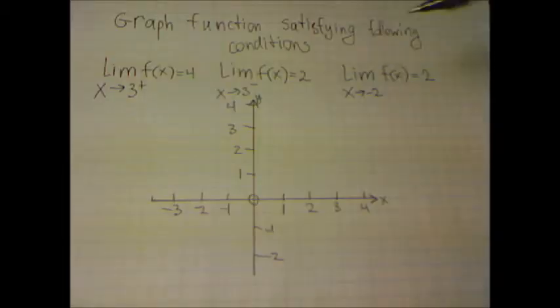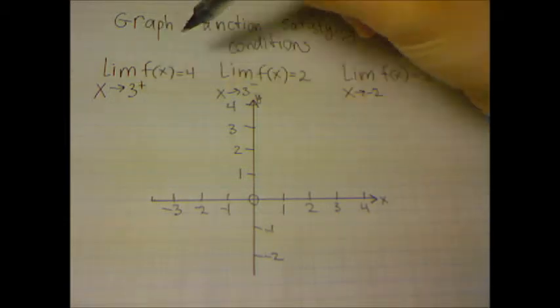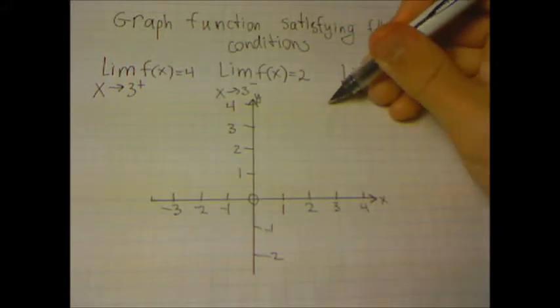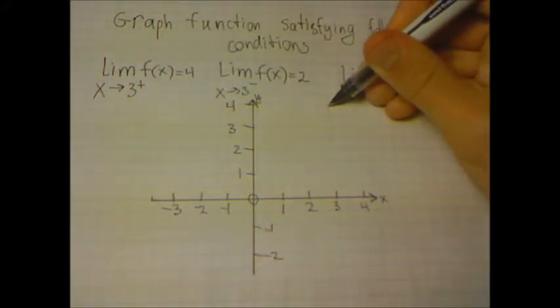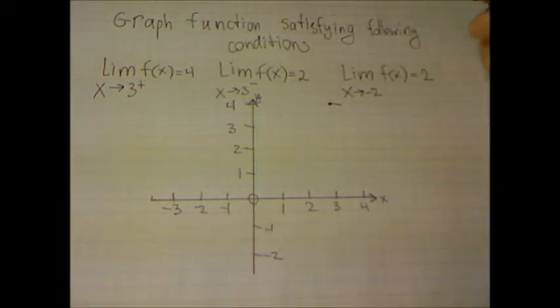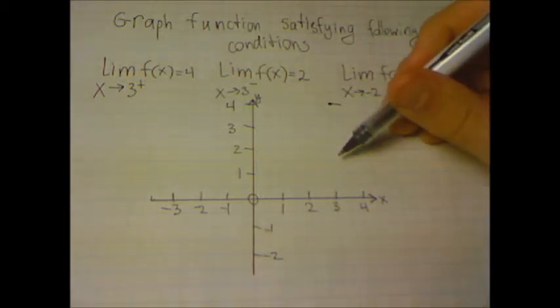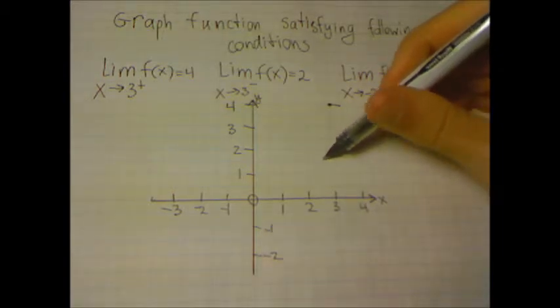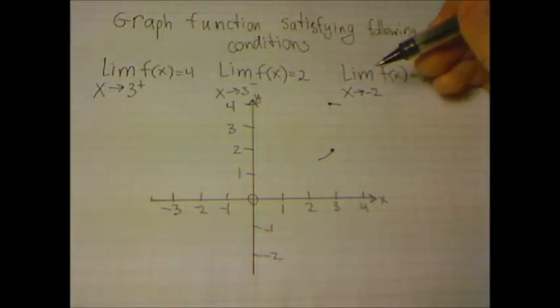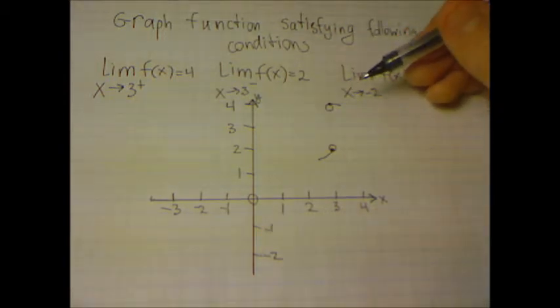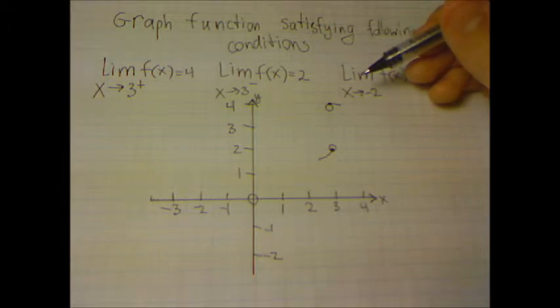So here's the next example where you have to graph a function which will satisfy the following conditions. Right away you can see that at point 3 there is a problem, since the right-hand side limit does not equal the left-hand side limit. The right-hand side limit will approach 4, the left-hand side limit will approach 2 in this case. That's the gap that you will have, and there won't be a limit at this point. Oh, and also the function is not defined at that point.